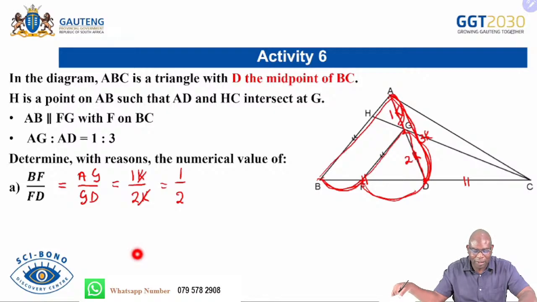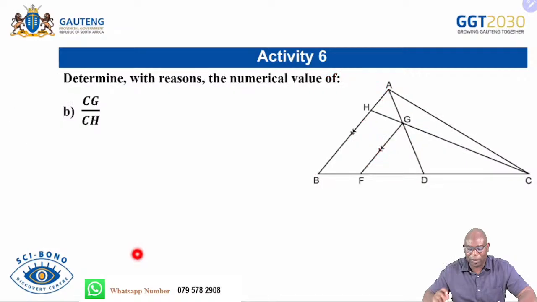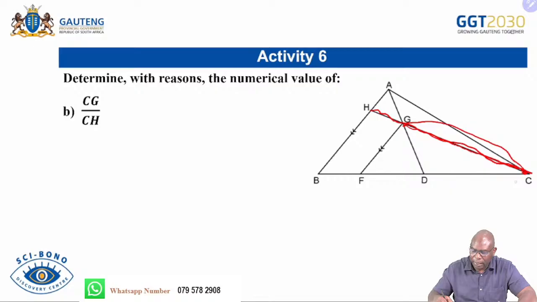So I now need to find the other ratios. Remember we're talking about ratios. They say you find the numerical value there, which is going to be the ratio of that. Now, let's look at this one. We need to find the numerical value of CG over CH. CG is that line here, and CH is the whole length.